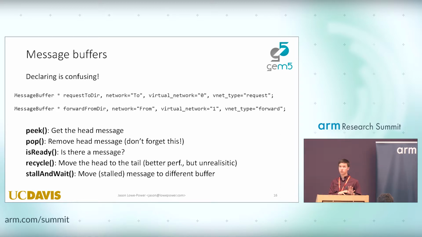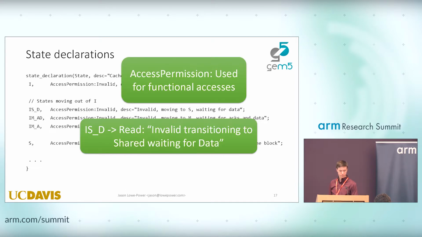These are detailed on the gem5 wiki exactly what each of these functions do. Then you have your state declarations. Here you declare all the states in your state machine. A couple confusing things here. There's this access permission. This is used for functional accesses. So if you want to, say, load a file into memory in SE mode, you use functional accesses, or just want, from the perspective of the simulator, just want to get data in memory, use functional accesses.